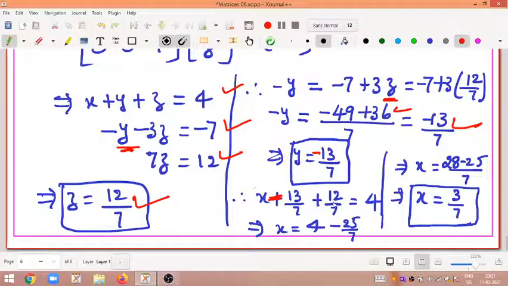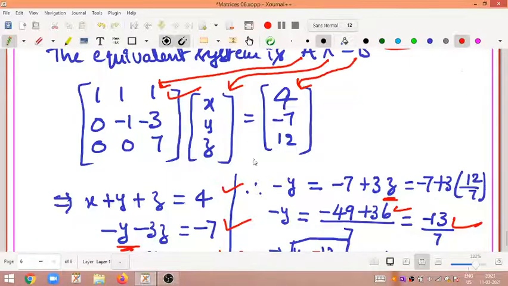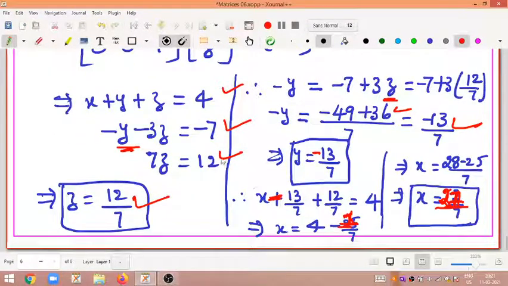And we substitute this one, the Y value minus 13 by 7. Minus 13 by 7 plus 12 by 7, plus X, is equal to 4. So X is equal to 4 minus, this is wrong, 4 minus minus 1 by 7, that is 4 plus 1 by 7, sorry, 4 minus 1 by 7. So 7 times 4 is 28 minus 1, 27 by 7. This is the answer. Observe carefully, the X value is 27 by 7. So my dear friends, I hope you all understood this problem.